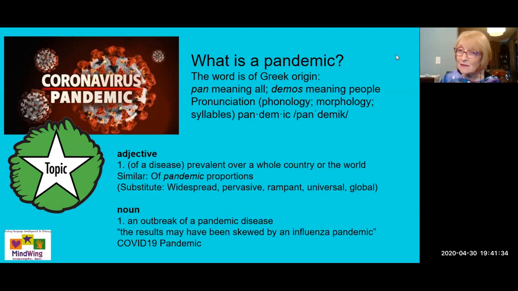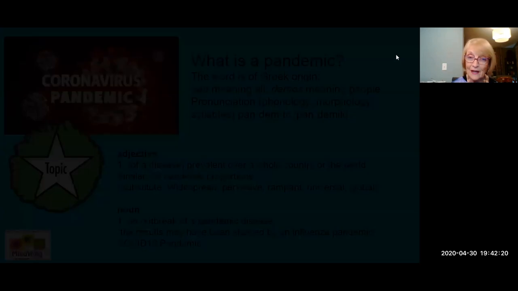The pronunciation depends on the phonology. There's morphology, there's syllables in there for pandemic. The word is also an adjective. If we're looking at the semantics of it, it describes something. Something can be of pandemic proportions. So the disorganization we feel right now is of pandemic proportions, widespread, pervasive, rampant, universal, tier three words, I think. It's also a noun, an outbreak of a pandemic disease, a pandemic. And a pandemic is the name of something that is spread throughout the world. So this is our topic today.